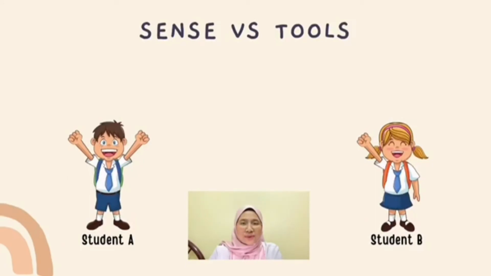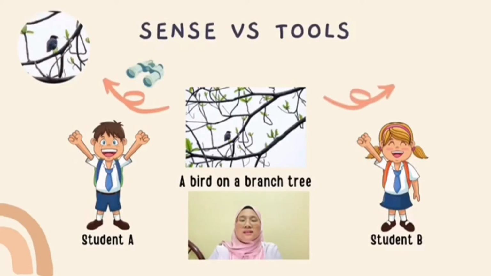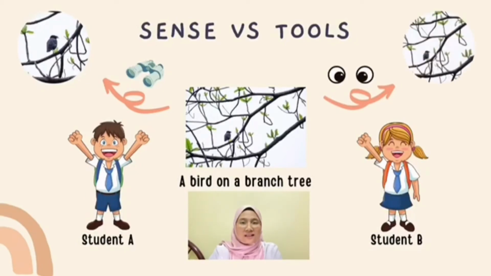Okay, now we are going to look at the comparison between senses and tools. There are two students, student A and student B, who want to see a bird on a branch of a tree. Student A uses a tool, which is binoculars, and student B uses her sense of sight, which is her eyes. After observing, we know that student A can see the bird clearly in terms of shape and color, but student B cannot see the bird clearly. This is because while using tools, we can see things clearly and also make our work easier.